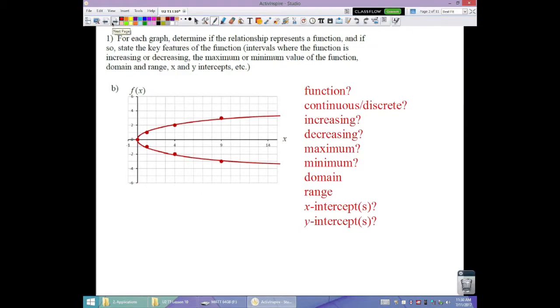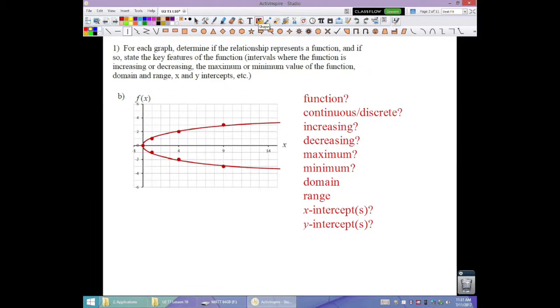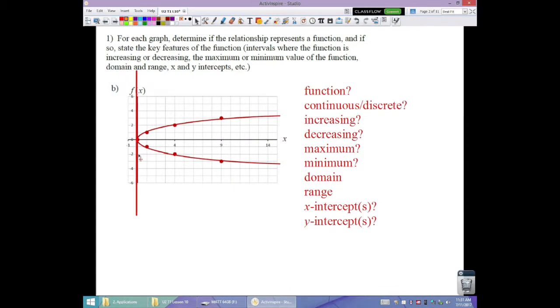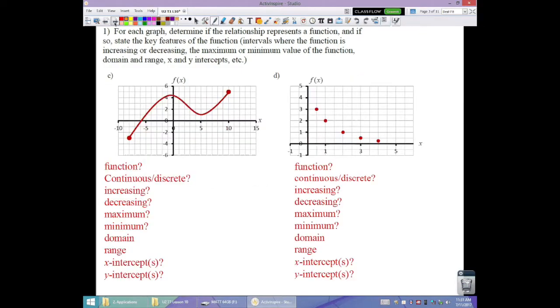Part B, same directions, but our first decision here is whether or not this is a function. When we take a vertical line through it, it hits 2 points at almost every point along the graph. So this thing is definitely not a function. So we're going to say, nope, not a function, and move on. We won't bother doing the rest of those questions.